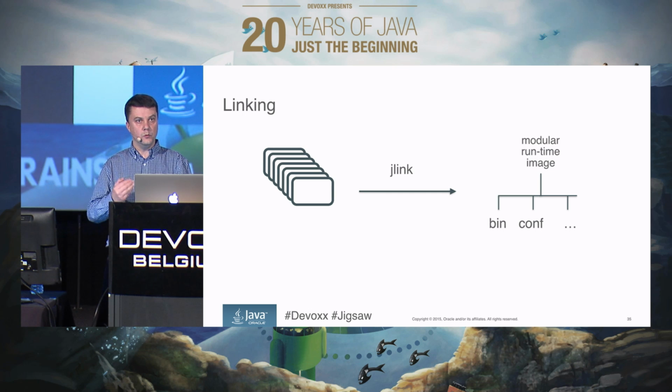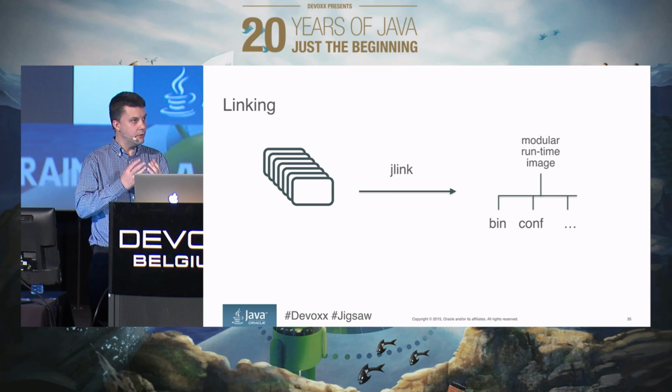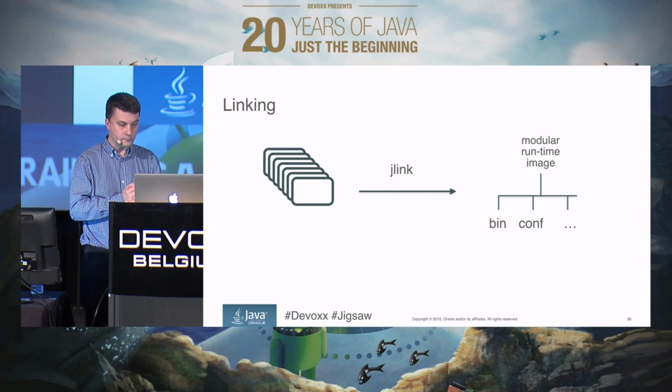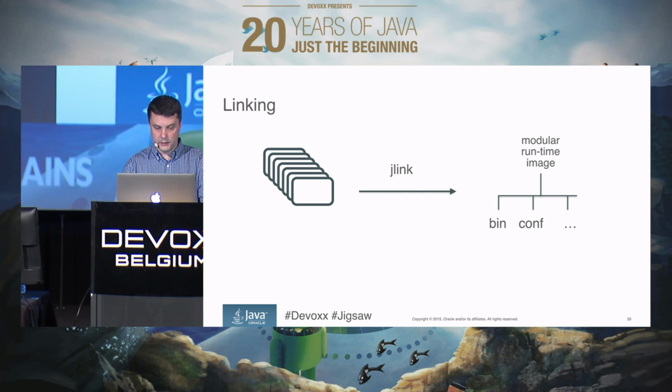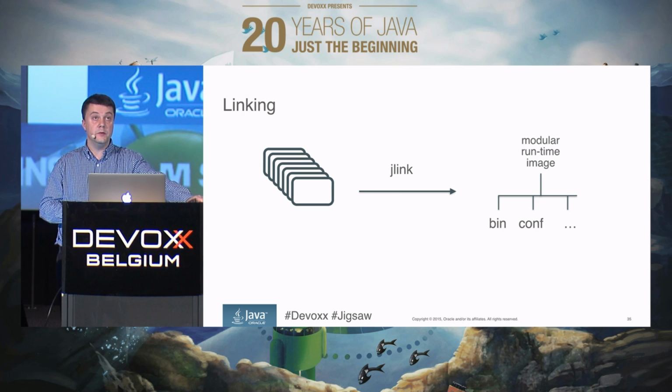And the linker tool will allow you to create any custom runtime image that is your application or specific libraries and their dependencies. So these will be just the minimal dependencies that are needed to run that application. I'll show a command on the next slide, but the way that runtime image is laid out is there's a bin directory where you have the launchers, and there's a conf directory where there's configuration for that runtime.